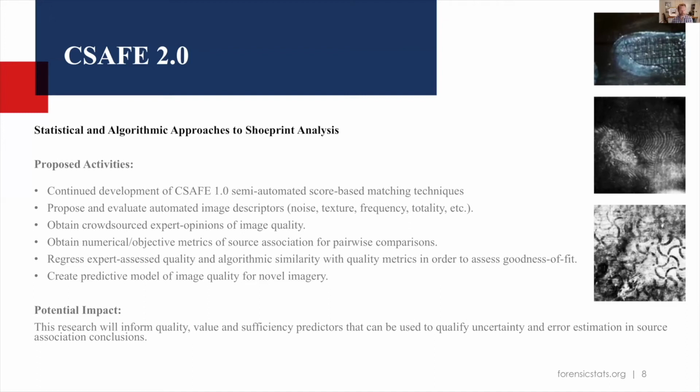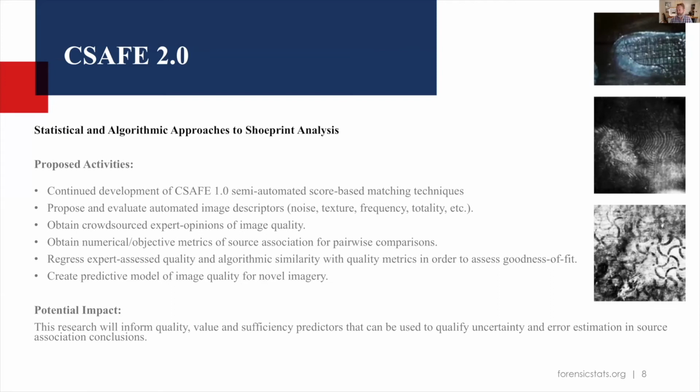In particular, one area that we are focusing on now is trying to develop general ways to assess quality of evidence. The notion is to look at examples of evidence, say shown here on the right, and in one part, obtain crowdsourced expert opinions of the quality of evidence, but also develop algorithmic methods to obtain numerical or objective quantitative metrics of source association for pairwise comparisons.